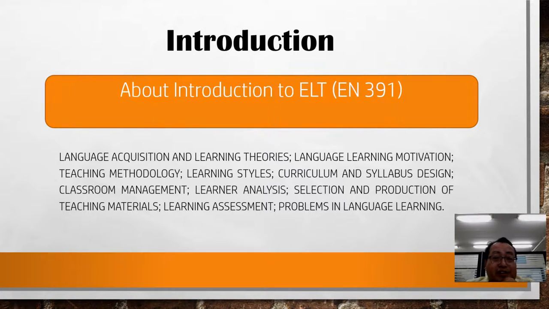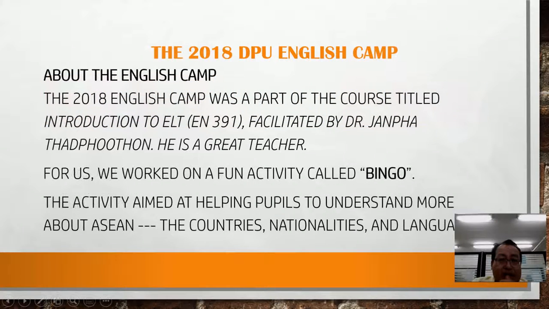As you can see on the screen here, you give a bit of background to the course, the introduction to ELT. Then you move on to the English camp. Yeah, you can say something that it was part of the course title Introduction to ELT or EN391. You know, and for you, what you did, for us, we worked on a fun activity.